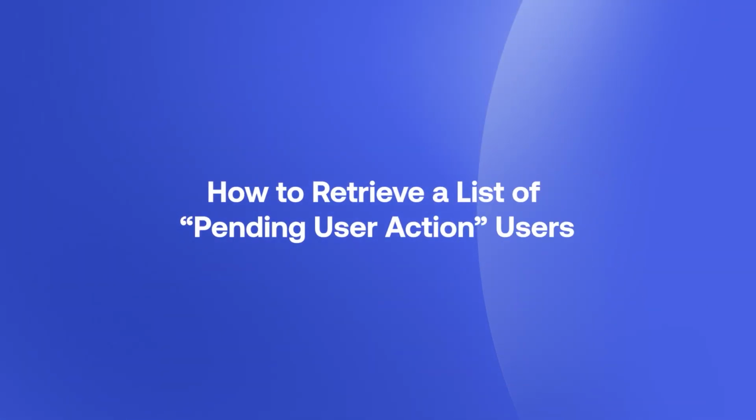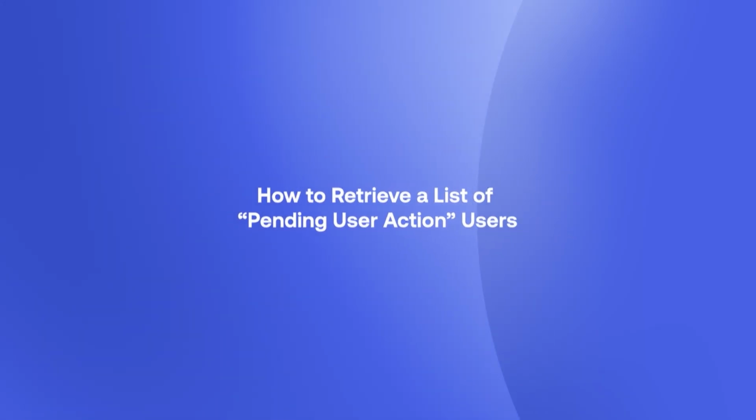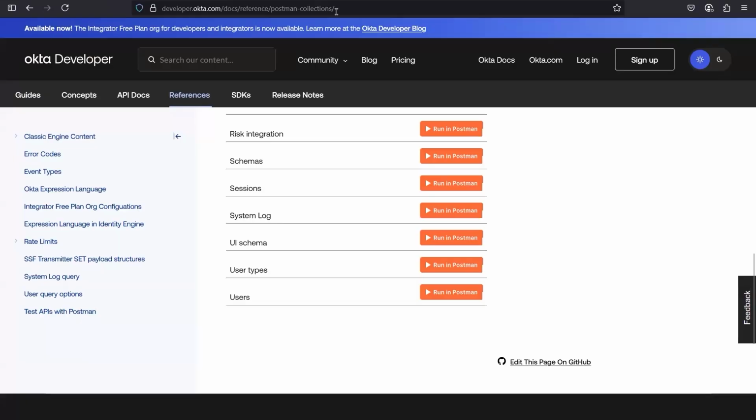In today's video, we will cover how to retrieve a list of pending user action users using the Users API collection in Postman. To complete this tutorial, you will need an Okta tenant and the Postman API platform. It is recommended to try those steps in a test environment first.